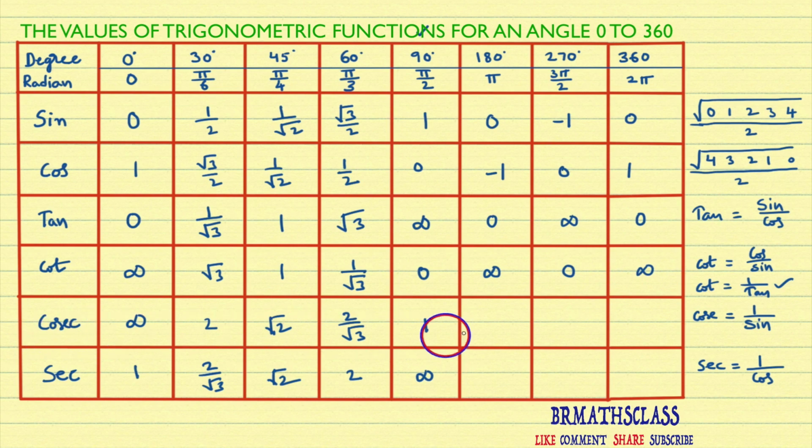Cosecant is the reciprocal of sine. Cosecant can be written as 1 by sine. So 1 by 0 is not defined. 1 by minus 1 is minus 1. 1 by 0 is not defined. Now, secant theta can be written as 1 by cos. So 1 divided by minus 1 is minus 1. 1 divided by 0 is not defined. 1 divided by 1 is 1.